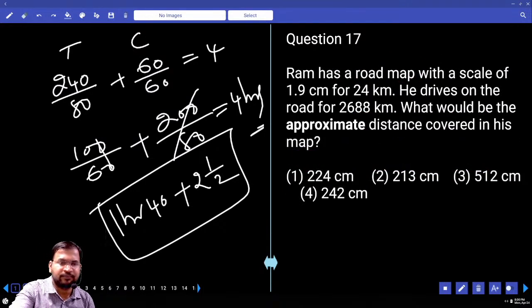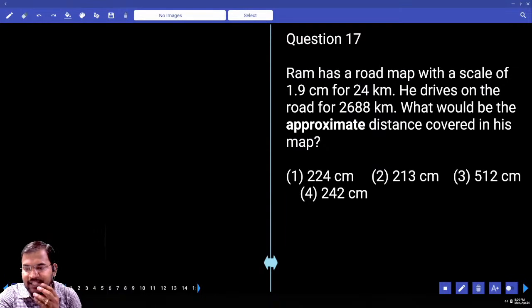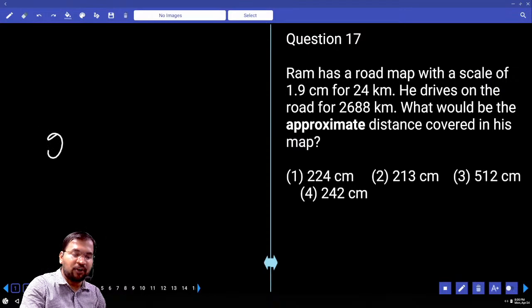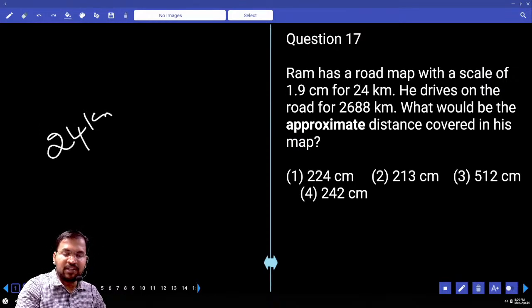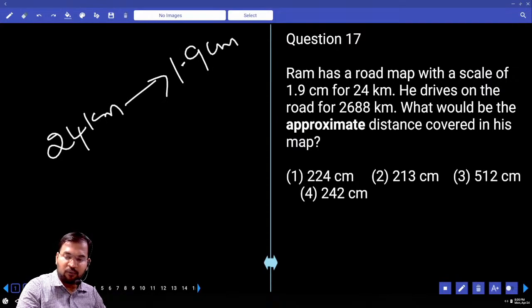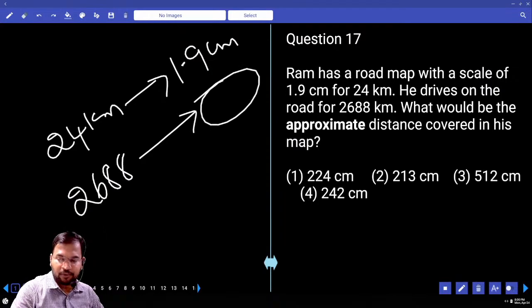Next question. Ram has a road map with a scale of 1.9 centimeters for 24 kilometers. He drives on the road for 2688 kilometers. What would be the approximate distance covered in his map? For 24 kilometers, how much scale is there? 1.9 centimeters. Now we need 2688 kilometers. How much scale do we need to use?